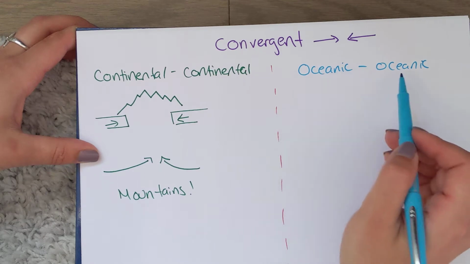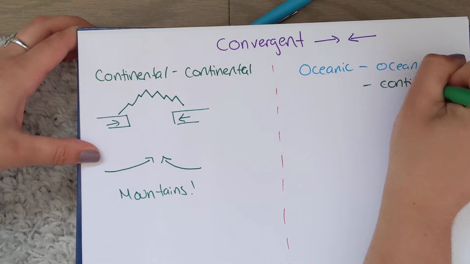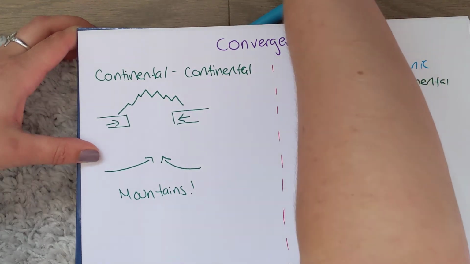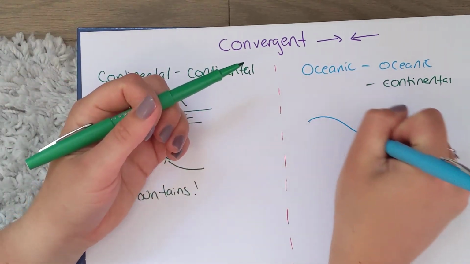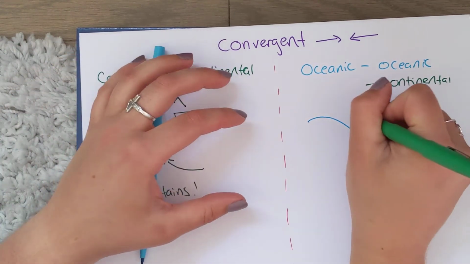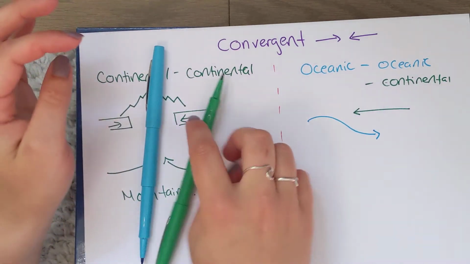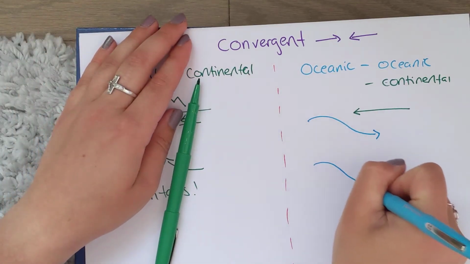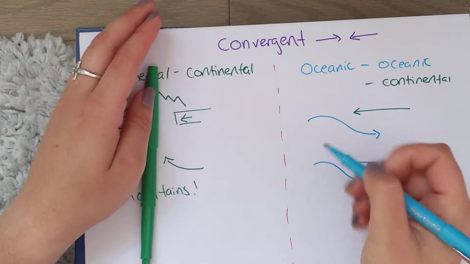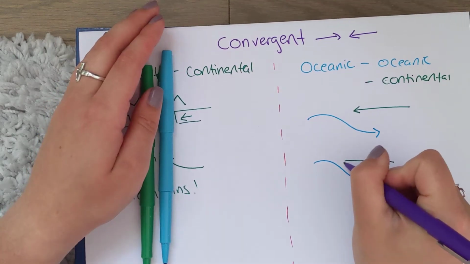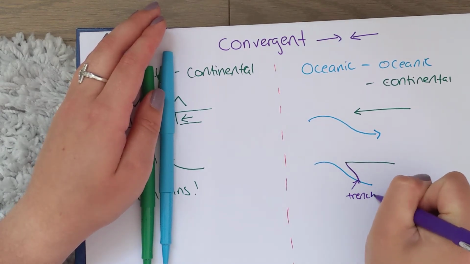When I look at oceanic or oceanic continental, either one of these is going to do the same thing. I'm going to use two colors just so we see. The oceanic plate goes underneath the continental plate. I'm going to draw this again without the arrows. My oceanic plate ends up going underneath the continental plate here, and this area is going to connect, and this forms my trench.